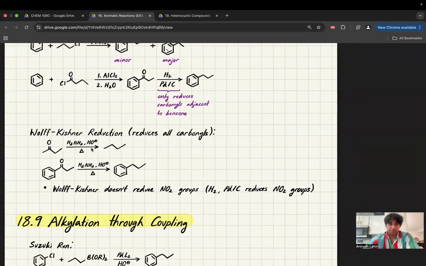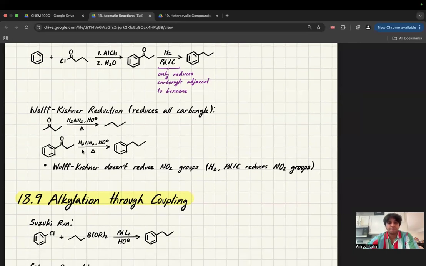Okay, Wolff-Kishner. Wolff-Kishner is another way to reduce carbonyls. So, I mean, it's just a little bit milder of a way to do so. It does not reduce nitro groups. Palladium carbon reduces nitro groups if you need to. I don't believe you're on the hook for the mechanism for this, but it's not too terrible if you looked it up on Google. It's just kind of your run-of-the-mill tetrahedral formation with the little caveats here and there.